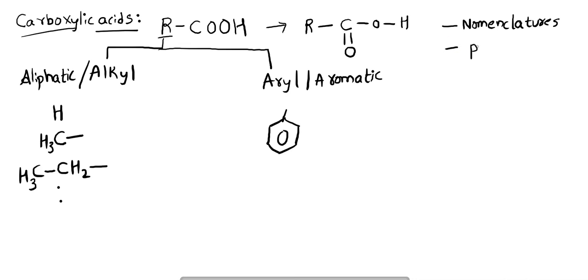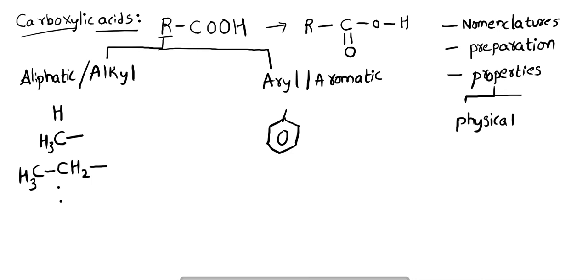Next one is its preparation. How to prepare them we have to discuss. Next, properties. Properties again are of two different types. One is physical properties, the other one is chemical properties. So we have to discuss both physical as well as chemical properties. Next topic is tests, how to test these carboxylic acid functional groups. Next, uses of this.